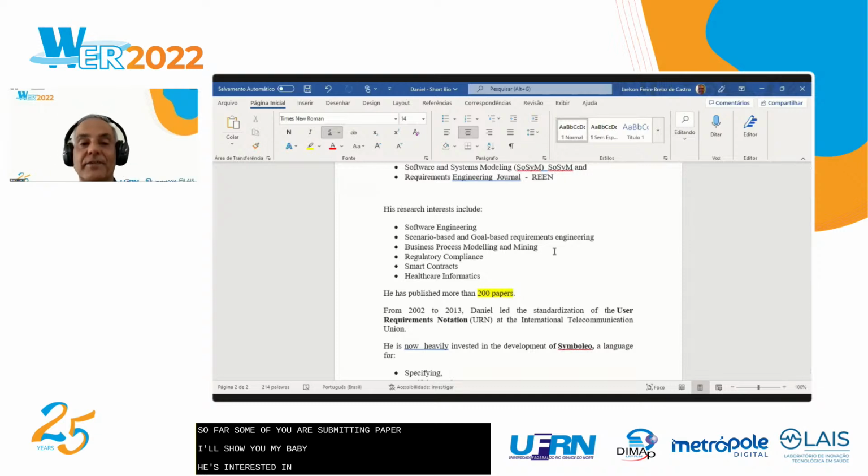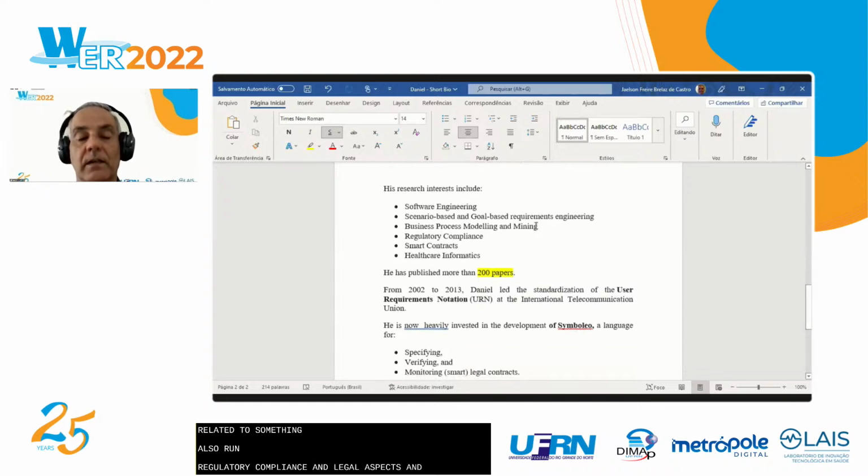He is interested in various topics, mainly related to software engineering, and he is well known for his work in goal-based requirements engineering. He has also made many contributions in business process modeling and mining. More recently, he has focused on regulatory compliance, contracts, and legal aspects. He has contributed to healthcare informatics as well, and has a very strong publication record with more than 200 papers.